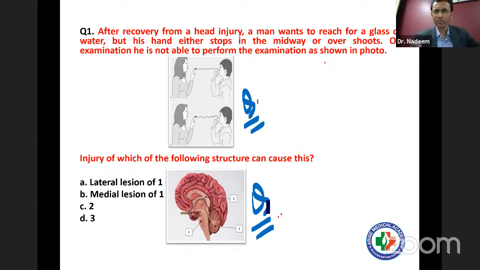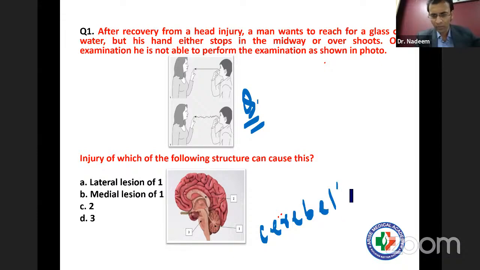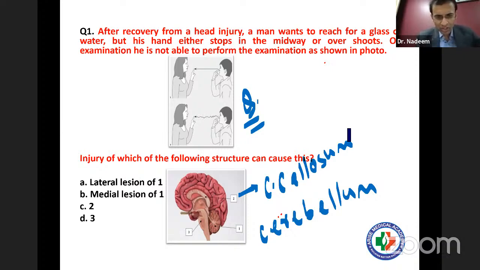Okay, fine. So I'm going to give you the explanation. First of all, you can give me the answer. Okay, so let me explain. First of all, being a student, if I have to assess this question, I will say structure number 1 is actually the cerebellum. Structure number 2 is the corpus callosum. And structure number 3 is the pons.